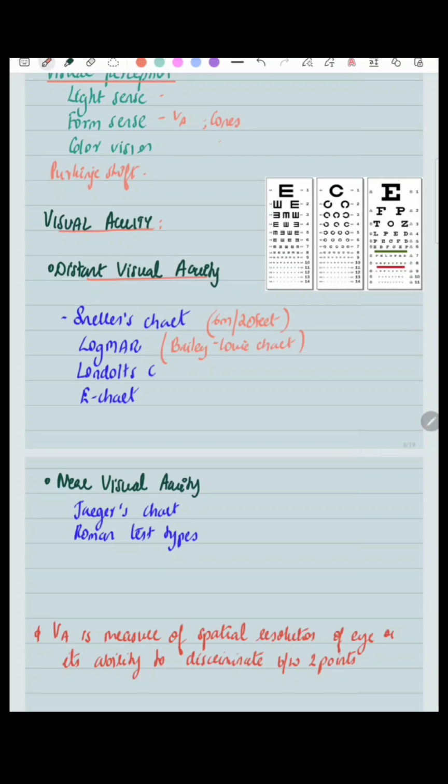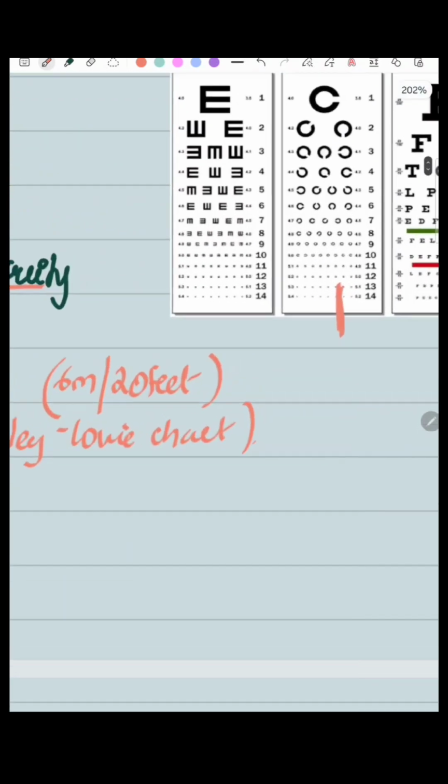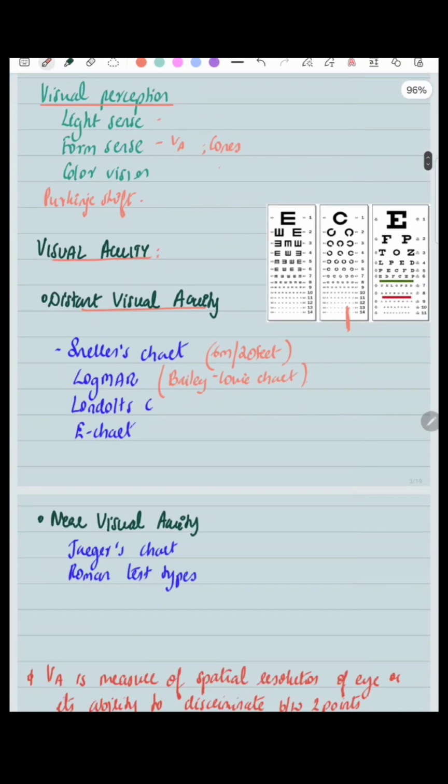Then the Landolt C chart for illiterate patients. Then the E chart is also for illiterate patients.